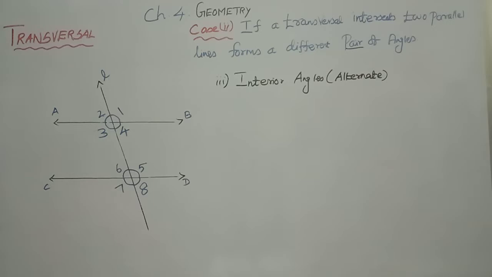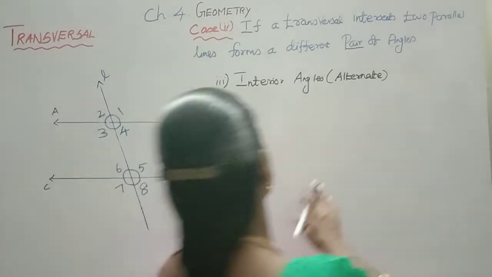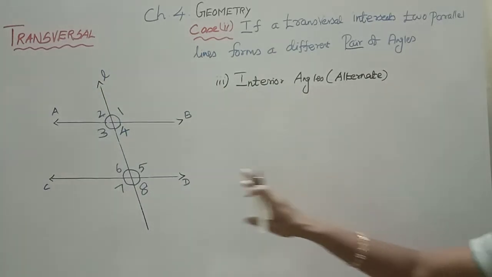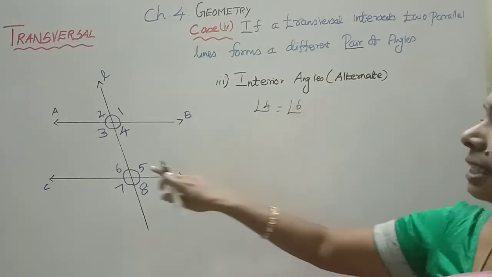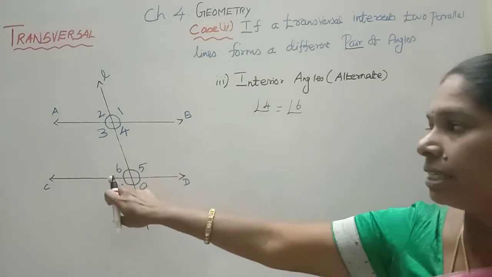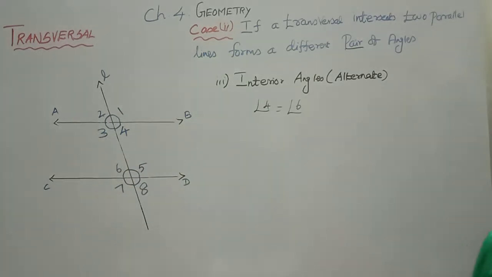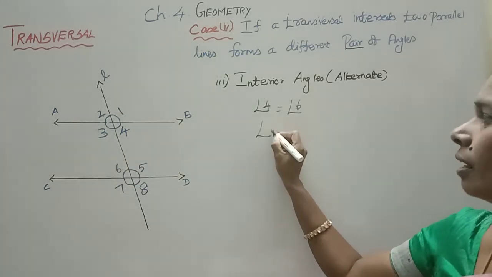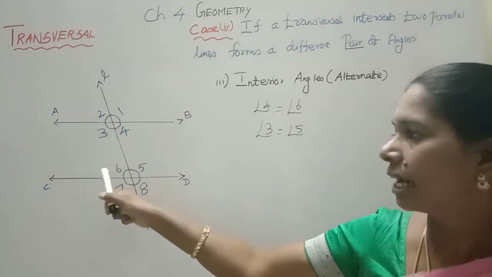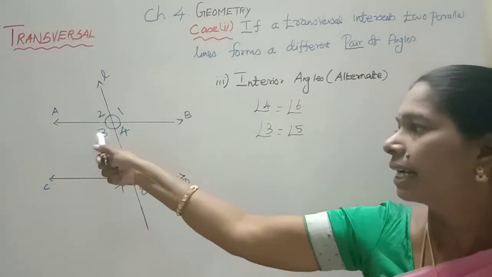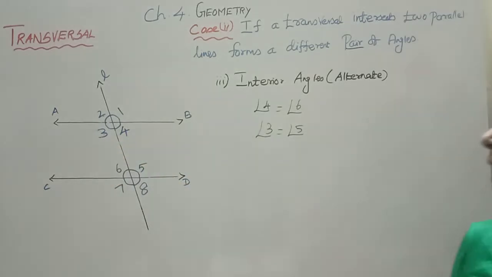Next, which pair of angles are equal? Interior alternate angles are equal in value. That is, angle 4 equals angle 6. If angle 4 equals 60 degrees, then angle 6 also has 60 degrees. Then angle 3 equals angle 5. Angle 4 and angle 6 are equal in value, and angle 3 and angle 5 are equal in value. So they are equal in value.